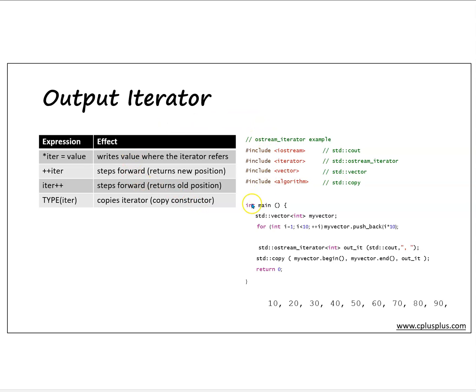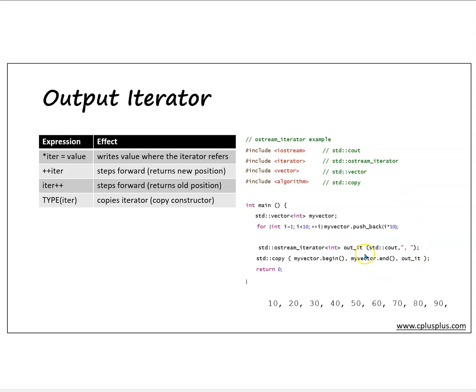So, an output iterator, let's take an example of that. If we indirect the pointer and set it to a value, it writes a value where the iterator refers. An iterator is like a smart pointer. You should think of it that way. Plus plus will step forward in the iterator and return a new position. Same with the iterator plus plus, which will return the old position. And you can do a copy constructor for an iterator as well.